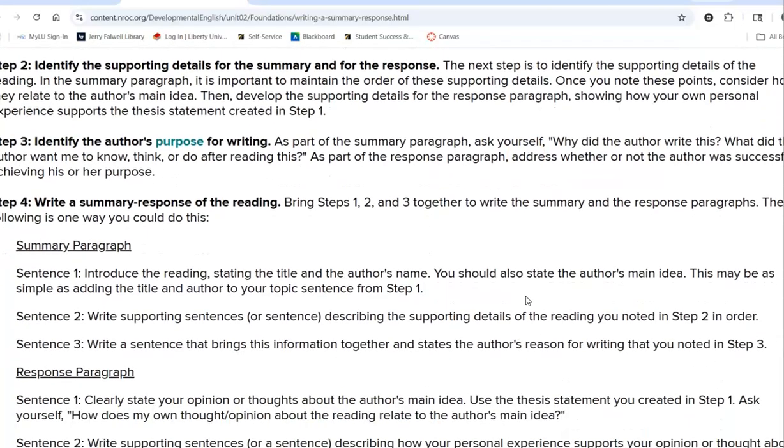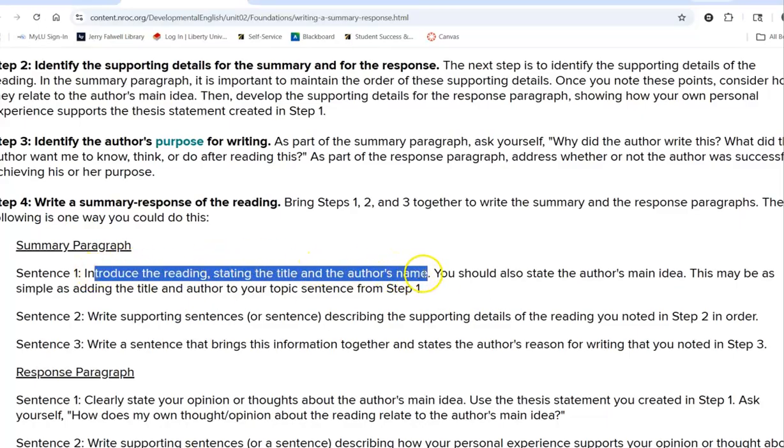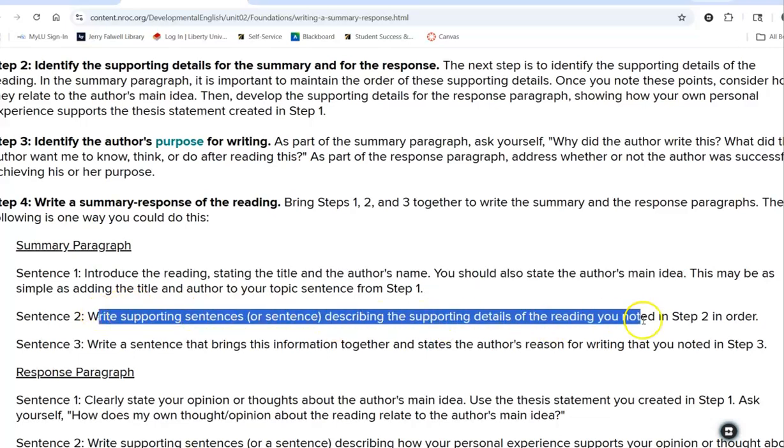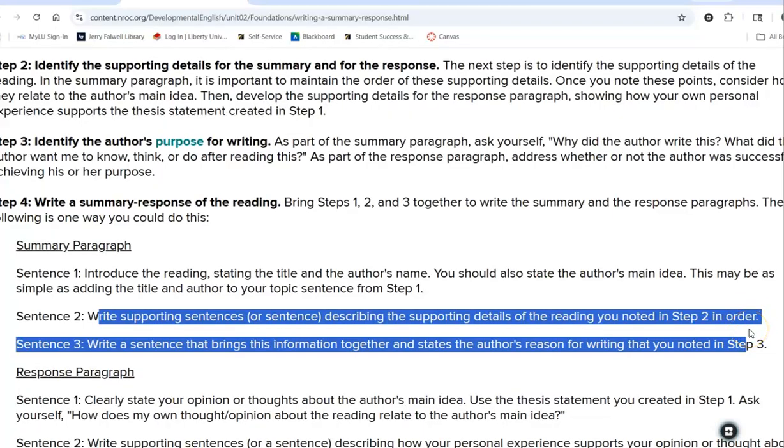Okay, so then you bring those steps together and you write your summary paragraph. It starts with introducing the text by stating the title and the author's name, and the author's main idea, and then you give the supporting sentences or examples that they give, and then you write a sentence that kind of wraps things up, and that's your summary.